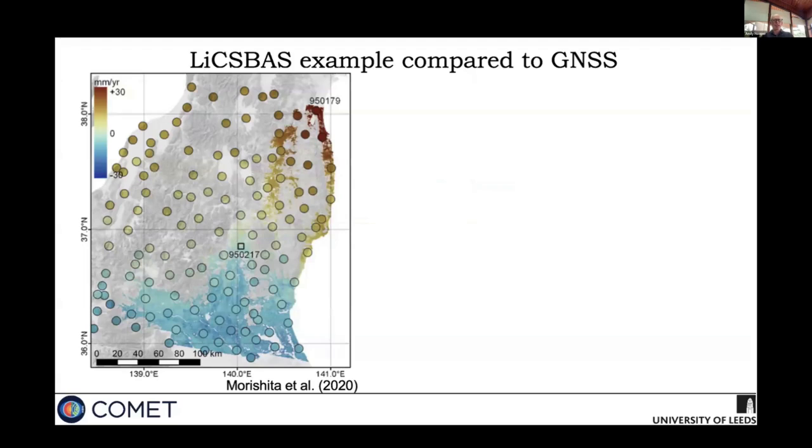So the LiCSBAS implementation of small baselines was done by Yu Morishita while he was at Leeds. And this is a result from the original LiCSBAS paper, which shows a comparison between InSAR results, which are the small points in the background, and GPS or GNSS, which are the larger points. So these GNSS are just showing the deformation in the line of sight, so towards or away from the satellite. So they should be comparable, and indeed they are. You get very similar results.